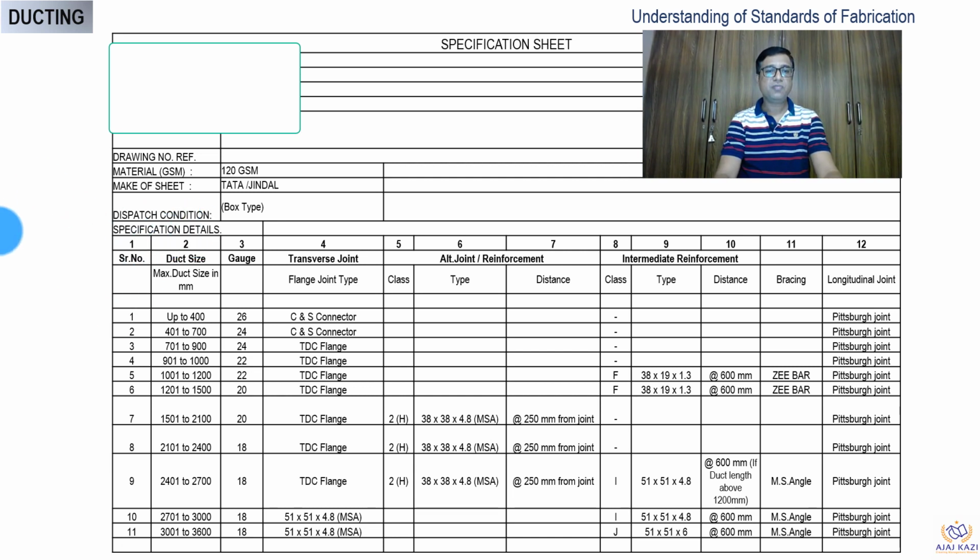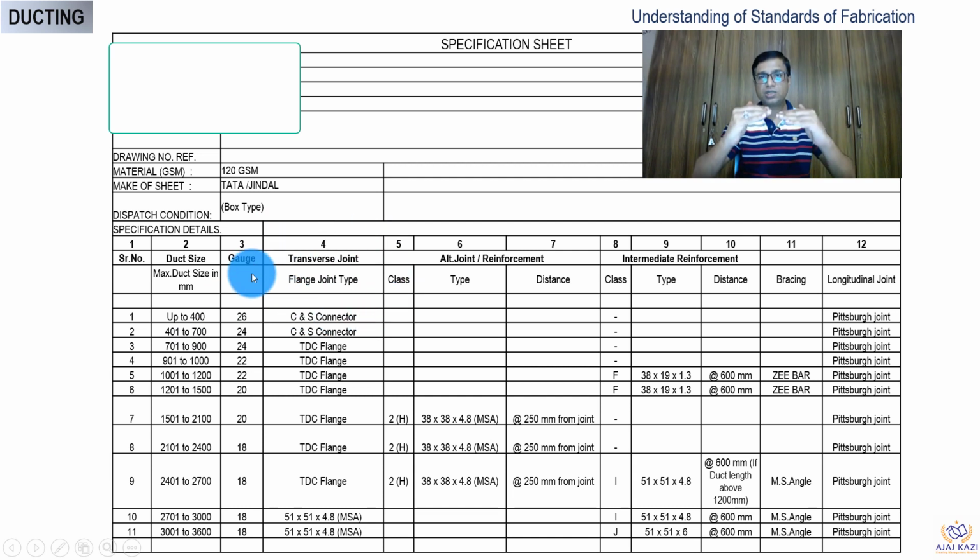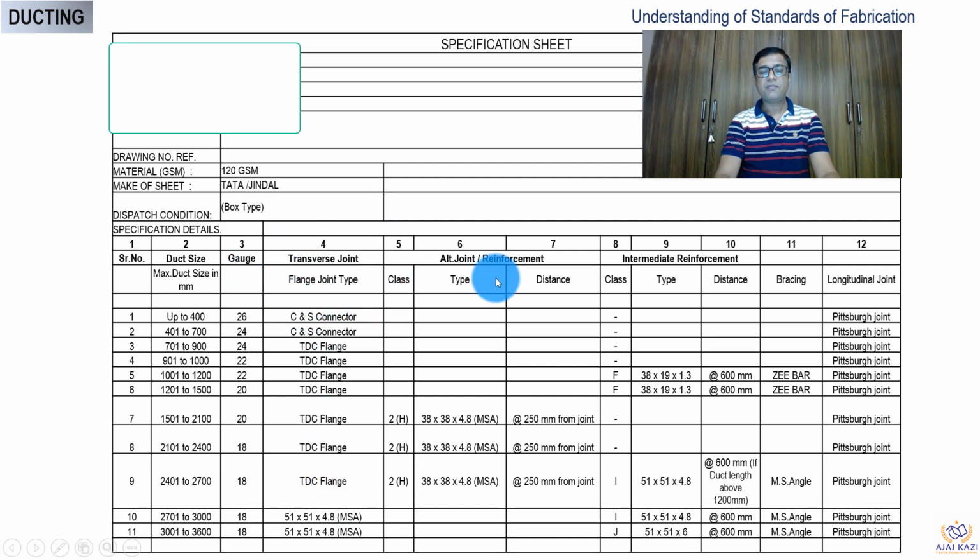So what it has is a serial number here, a duct size, and the gauge or thickness of the sheet which we are going to use for that duct size. It also lists the transverse joints, the flange joints between two ducts, and which kind of joints we will have, and the joint reinforcement. So when we connect a duct here, the duct becomes leaky because there is a joint, right?